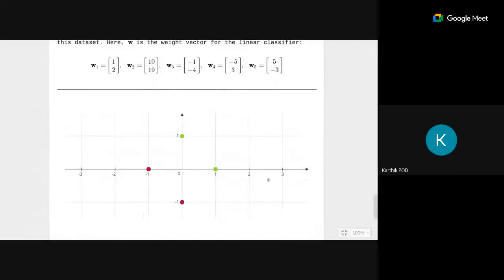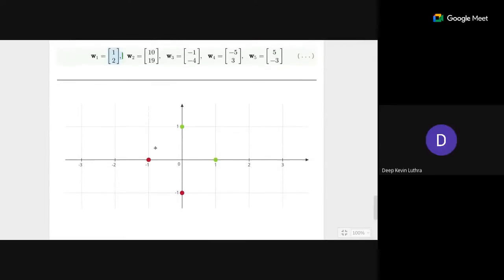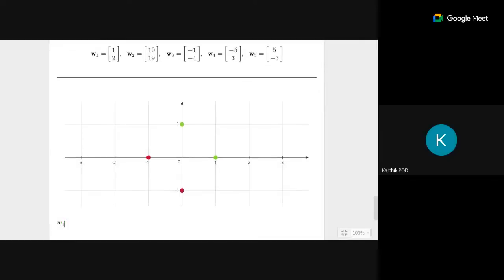So which of these weight vectors do you think will give you perfect classification? Weight vectors in the first quadrant. Okay, so will 1, 2 work? Yes, 1, 2 will work. So W1 will work. It will give you 0 misclassification error. W2? Yes, sir. Okay, so W2 will also work. Now, what about W3? No, sir. It will give a misclassification. So W3, W4, W5, if you consider all of them, they'll give you misclassification.